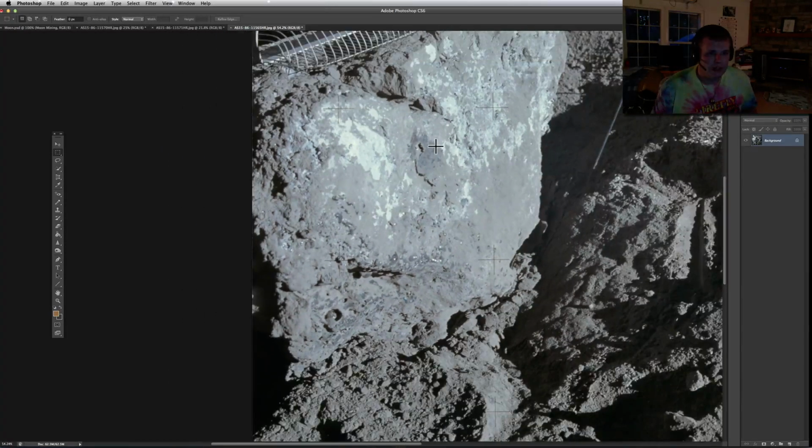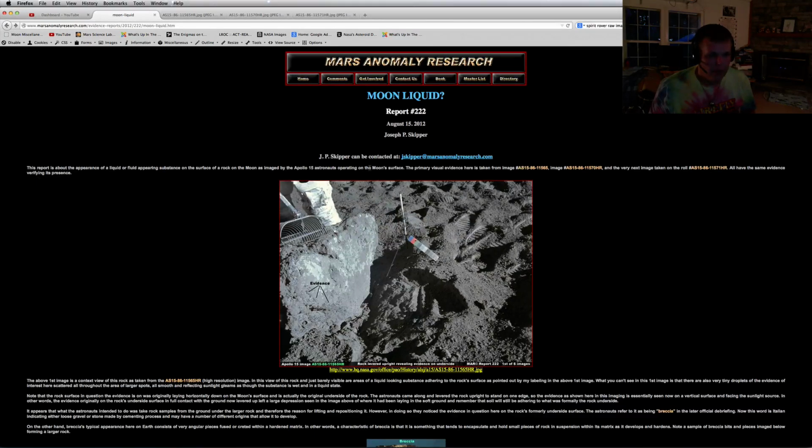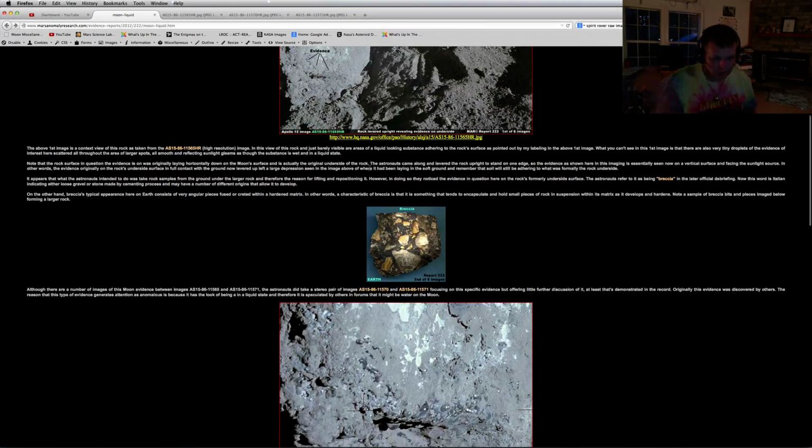Now, this is this rock here. The astronauts came along, and it was sitting right there, and they basically flipped it up onto its side. And when they flipped it up onto its side, it showed some of this stuff. Now, JP Skipper did a great job here talking about it. The link to his website will be here. I haven't done any of his stuff in a while, and like I said, he's still putting stuff out. Great guy. A lot of people should check it out.